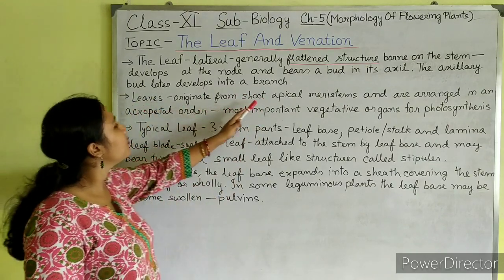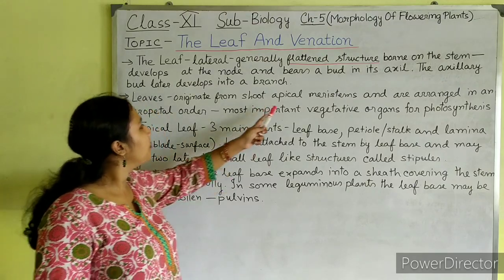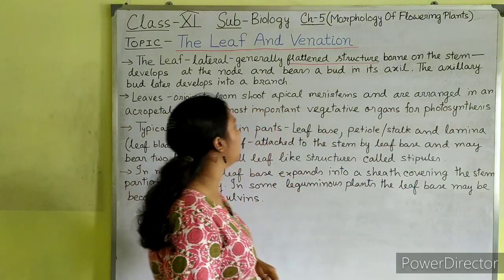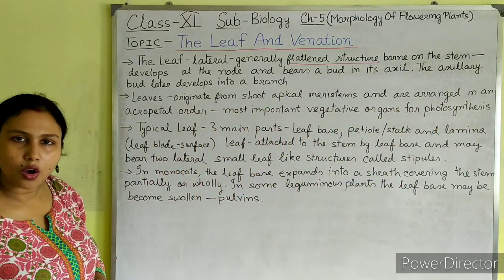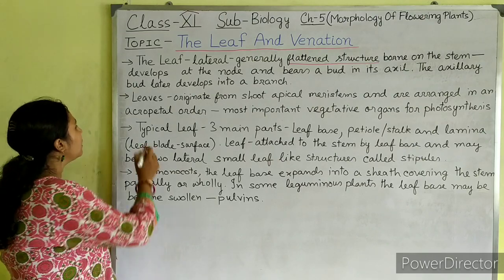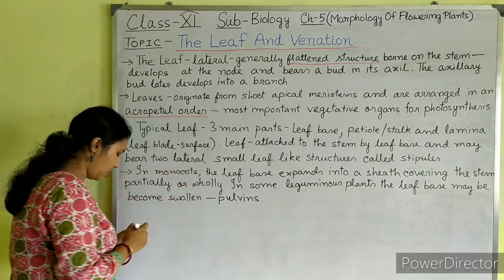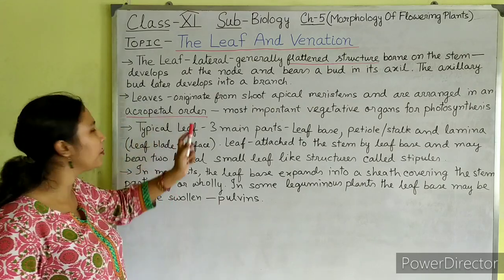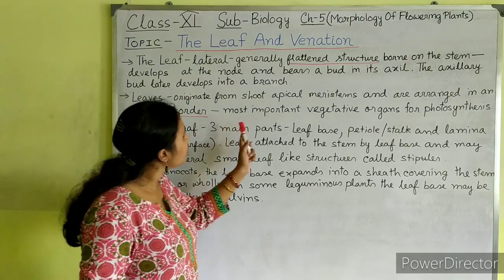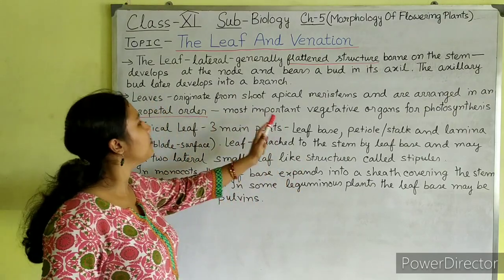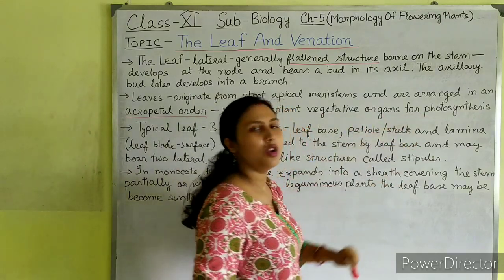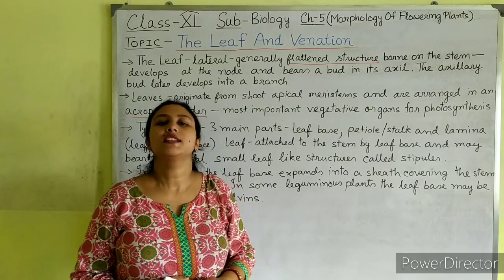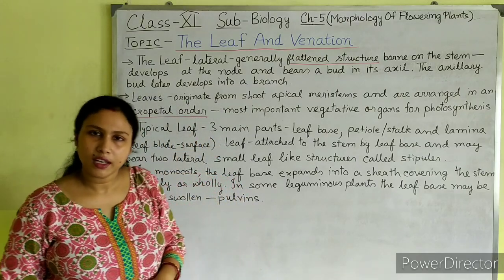Leaves originate from shoot apical meristems, and are arranged in an acropetal order. In my previous videos, I have already explained to you about acropetal order. Most important, the leaf is the most important vegetative organ for photosynthesis, because we know that the process of photosynthesis is carried out in the green leaves.